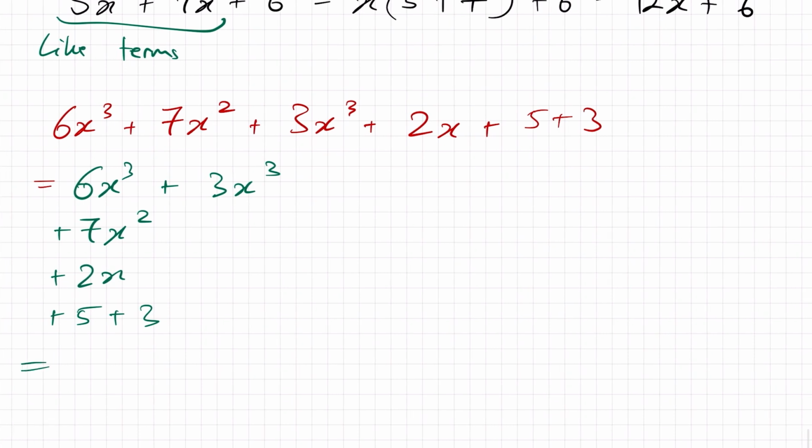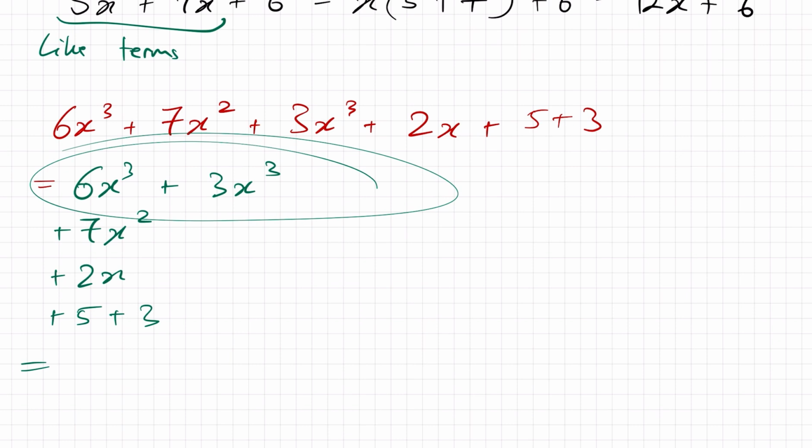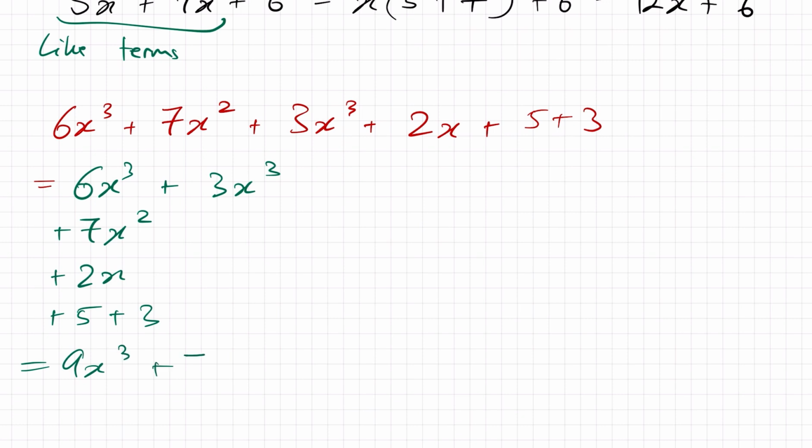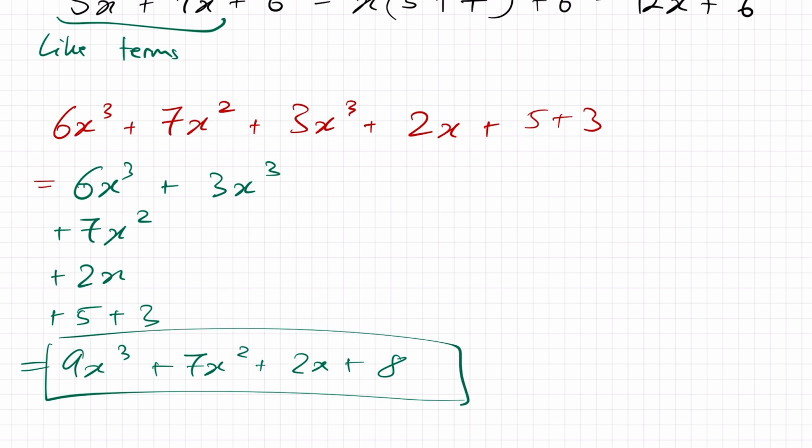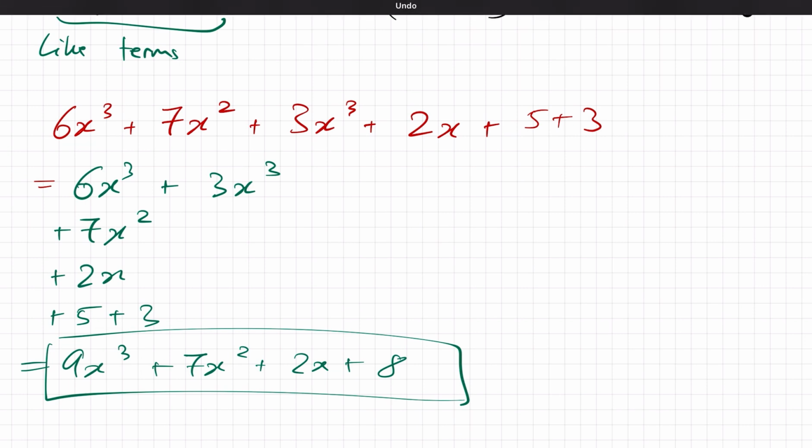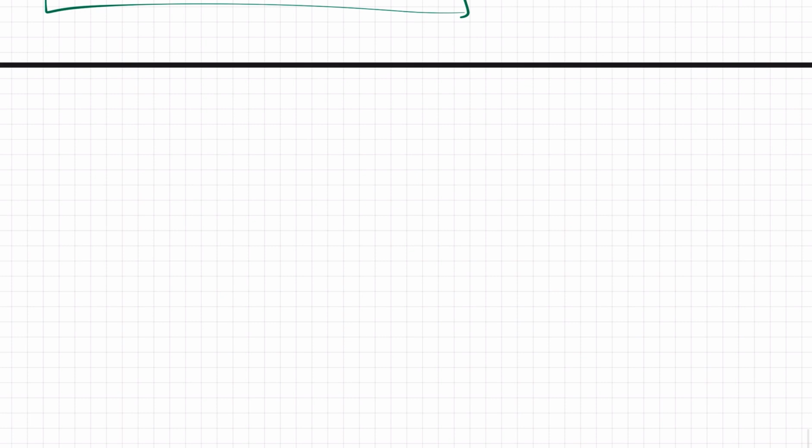And altogether, we can now sum. So we just have to look at these on our own layer. And we get 9x cubed plus 7x squared plus 2x plus 8. So hopefully you can see what I'm doing here. I'm looking at the like terms which have the same power of x, and I'm summing them. But like terms doesn't just have to refer to powers of x's. It can literally be any constant multiple.